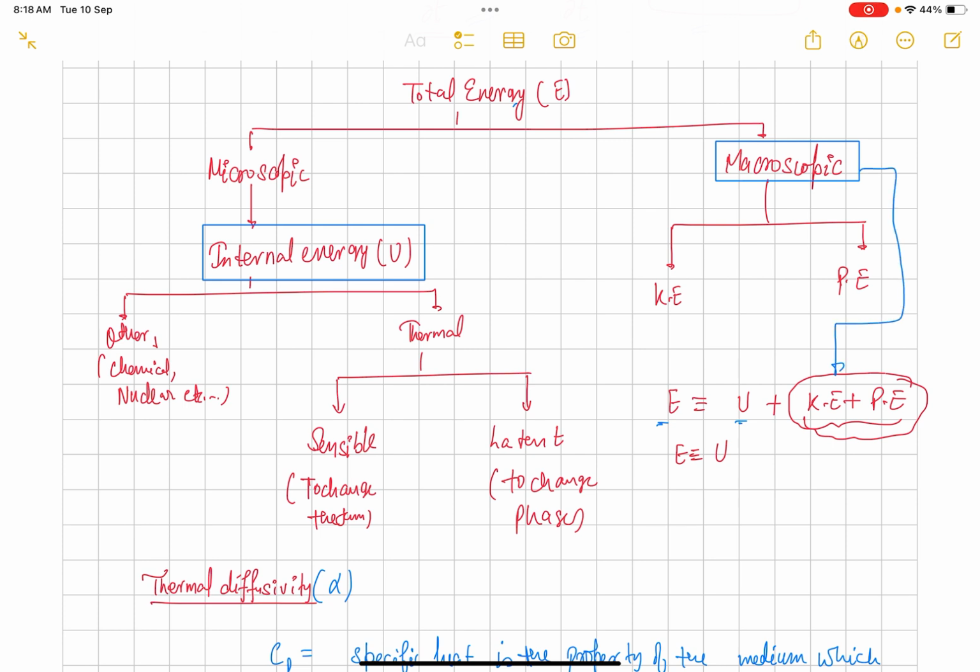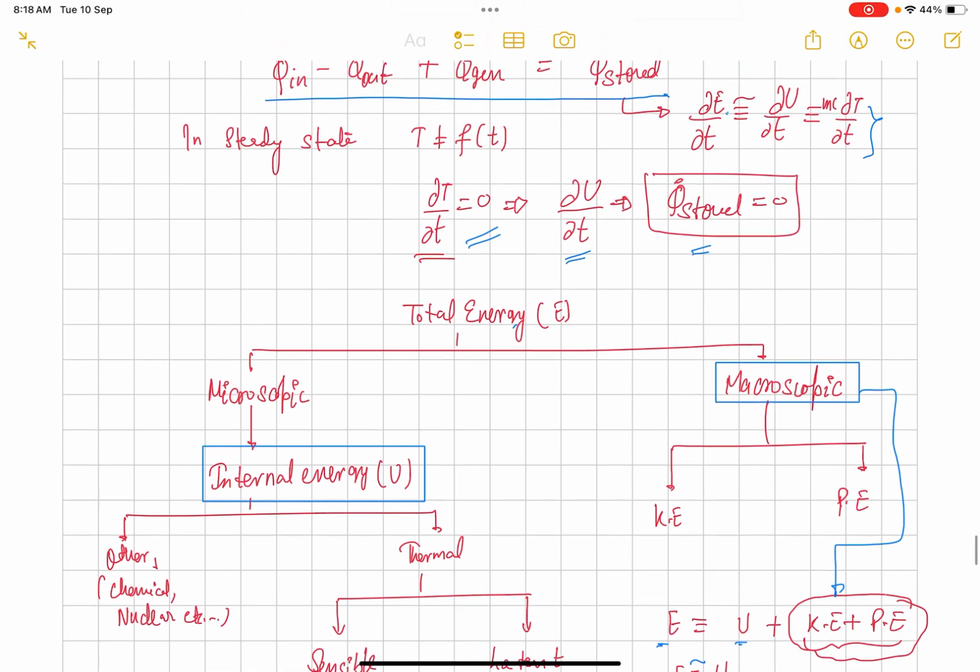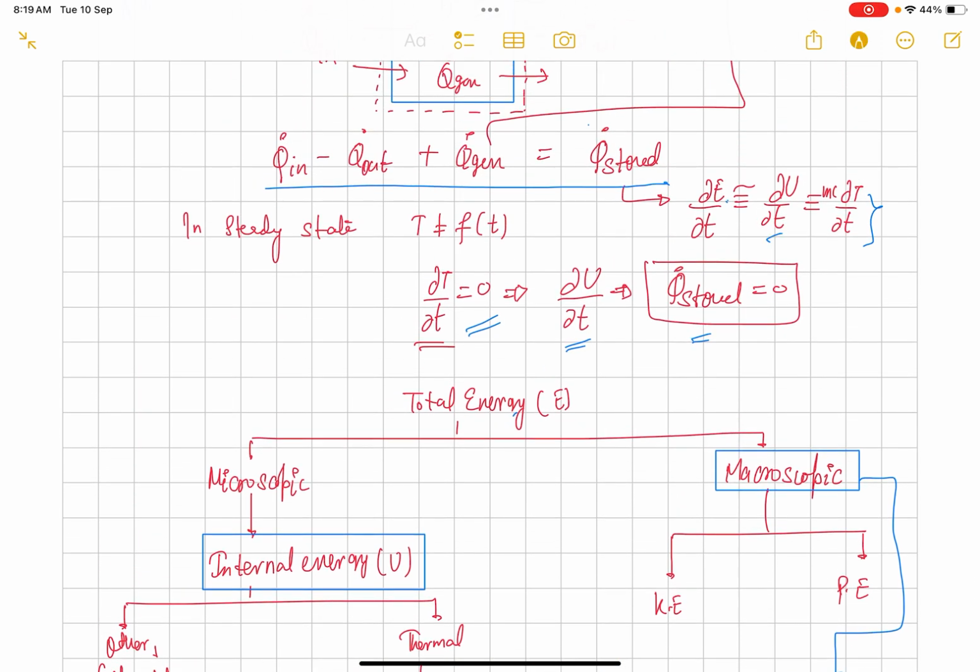But for most thermal systems we can write it like this. That's why we have taken this assumption here.